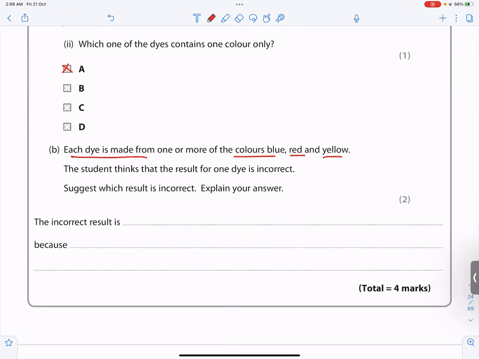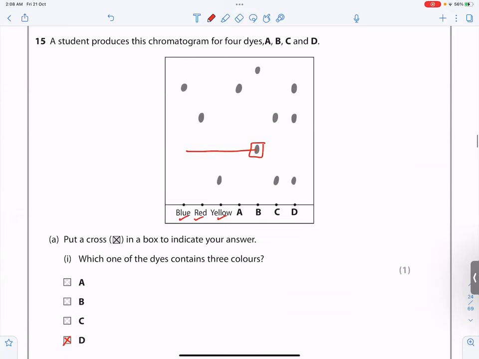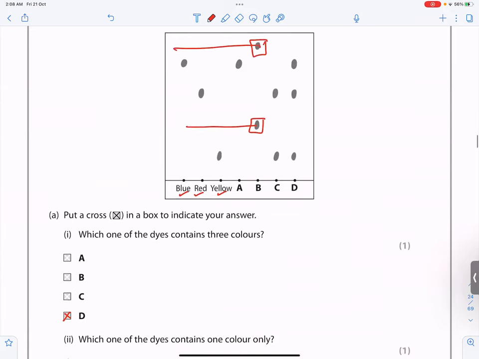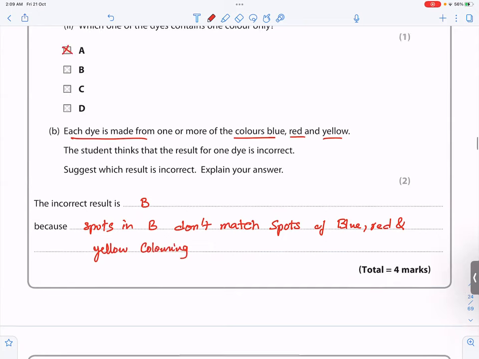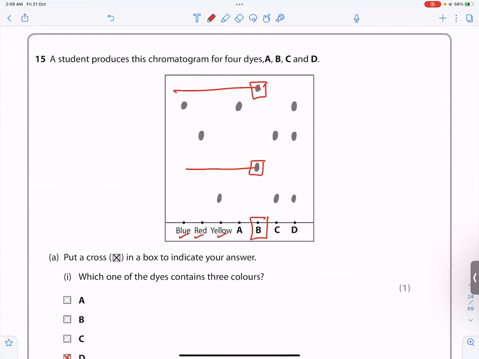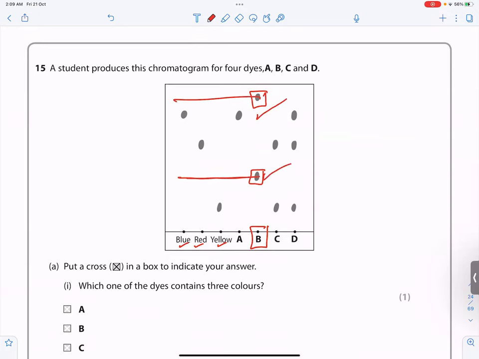يبقى هنا the incorrect result is ال B عشان ال spot in B doesn't match أو ال spots in B عشان هما كذا spot ولا واحدة spot هما اتنين اللي فوق واللي تحت يبقى هنا ال spots in B don't match ال spots of blue, red, and yellow coloring. يبقى احنا الـ spots اللي موجودة في الـ B ما بتعملش matching مع أي من الـ colors ولا اللي تحت ولا اللي فوق بتعمل matching مع الـ blue أو red أو yellow coloring.